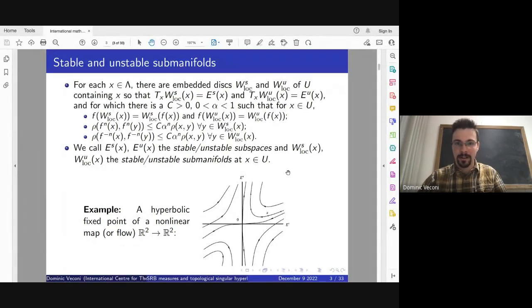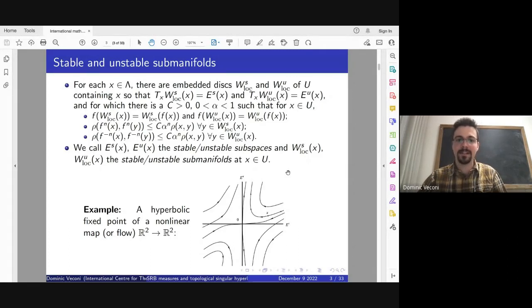Also, there are constants capital C, positive, and an alpha between 0 and 1, so that first of all, the stable and unstable subspaces are invariant under the dynamics, in that applying the dynamics to a stable subspace will send you to another stable subspace at the image point, and likewise for the unstable space. And the distance, where rho here is just the Riemannian distance function, is contracted exponentially for points in the same stable leaf or stable manifold.